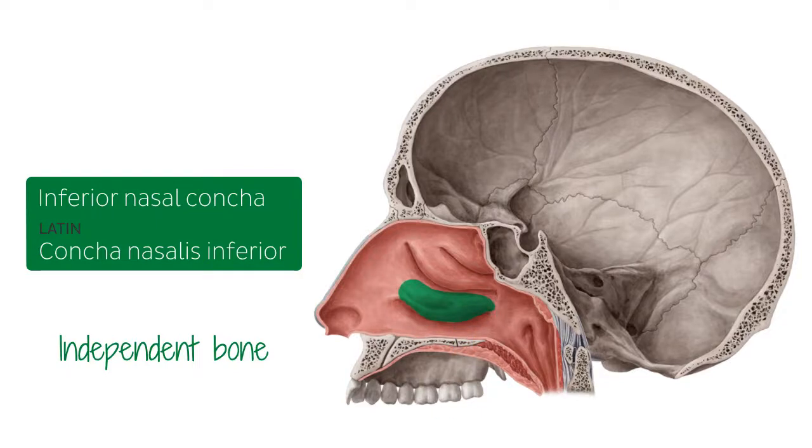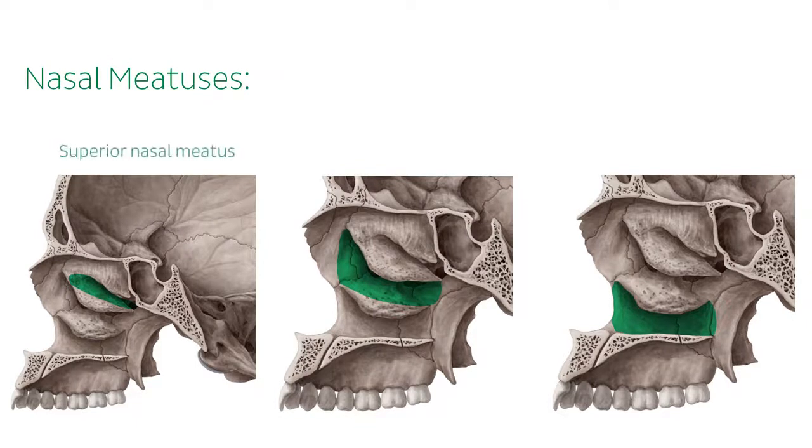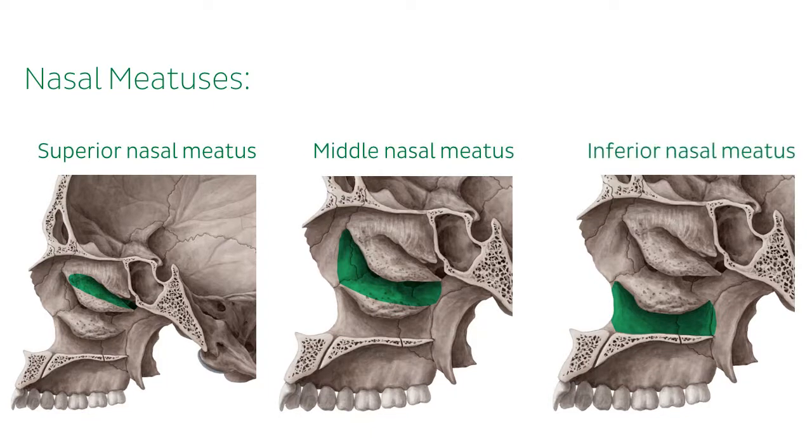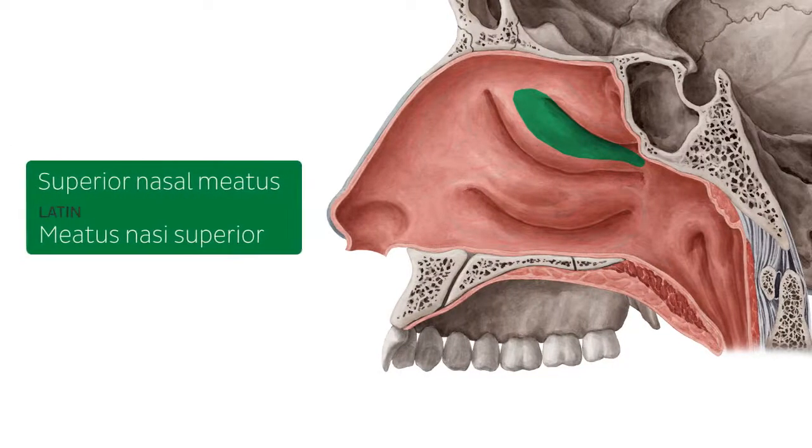The superior, middle, and inferior conchae that we have just seen divide the nasal cavity into three groove-like air passages: the superior, middle, and inferior nasal meatuses. So let's look at these three meatuses in more detail. The superior nasal meatus is a nasal passage situated below the superior nasal concha. It is the smallest and most superiorly located of the three nasal meatuses.